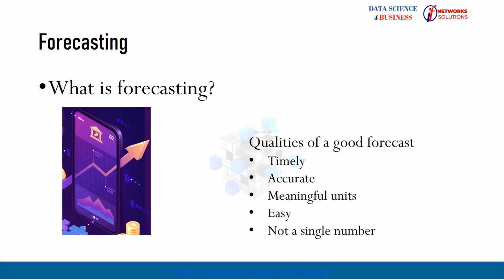A good forecast should be more than just a single number. For example, a mean is not a good forecast, but it should have variable values so that you can actually see what is going on.